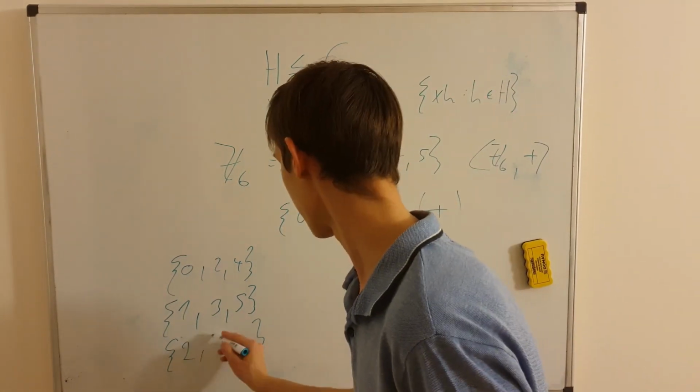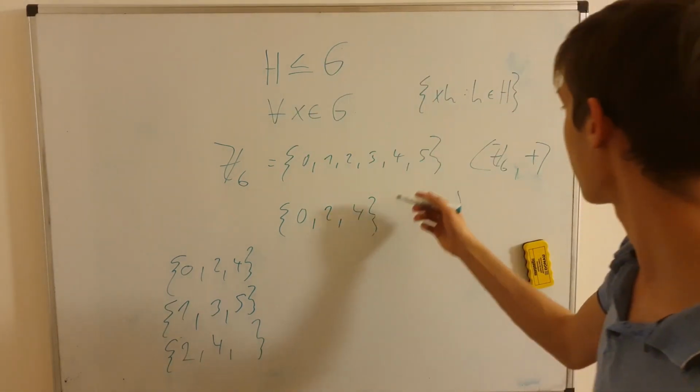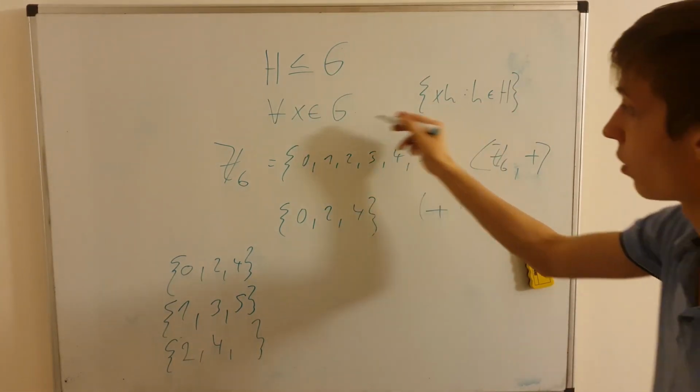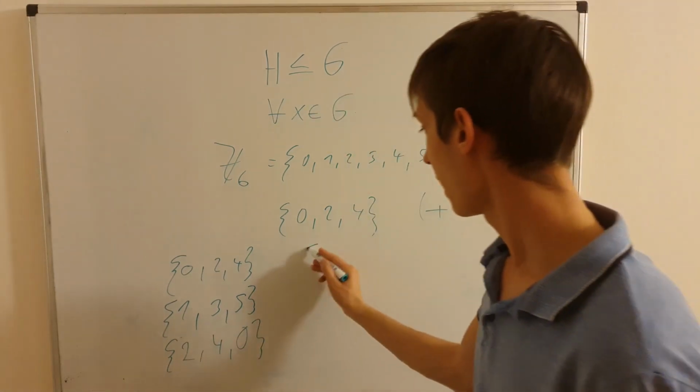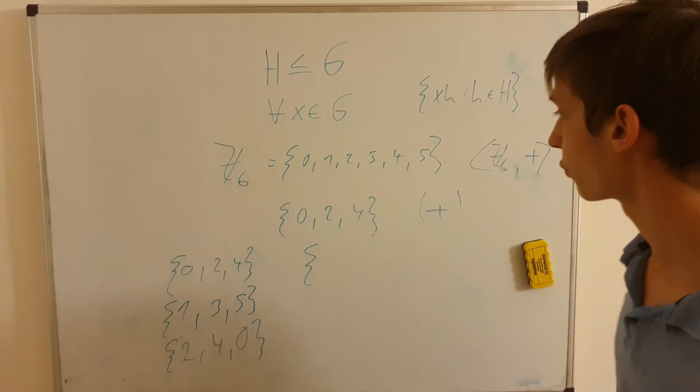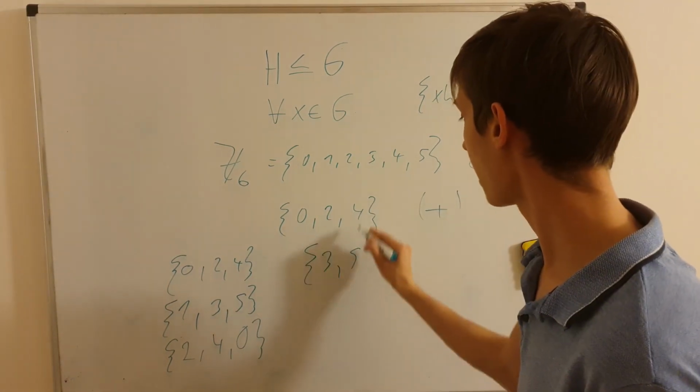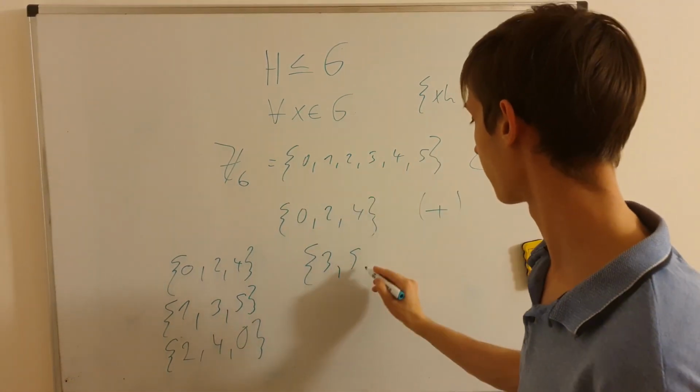I get 2, then I get 4, and then I get 6, but it's modulo 6, which means it gets me all the way back to 0 again. Alright, so now I've got these 3. And for the next 3, now I use 3. So I get 3, 5, and 7, which gets me all the way to 1.